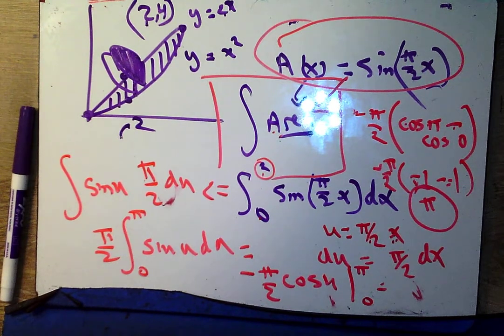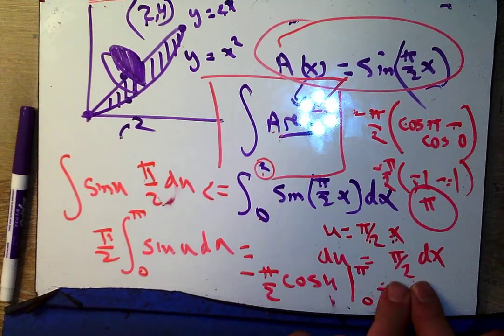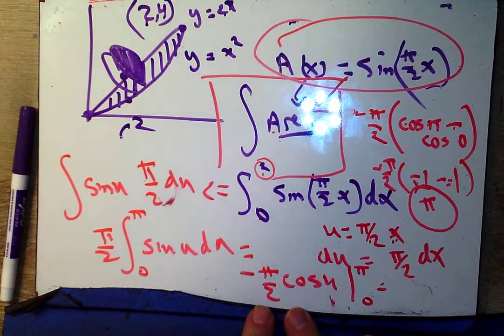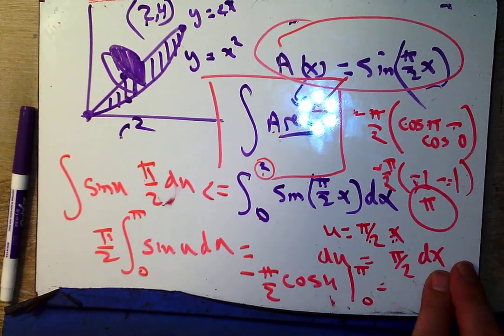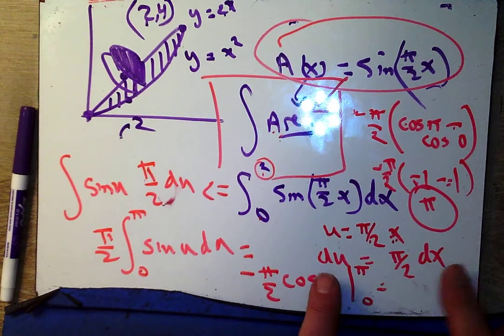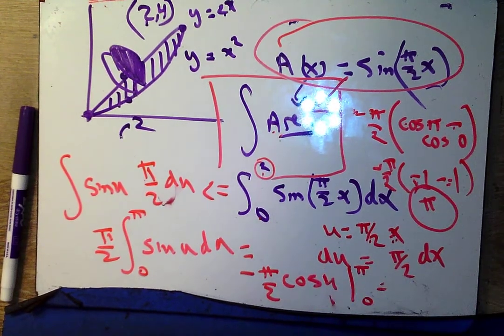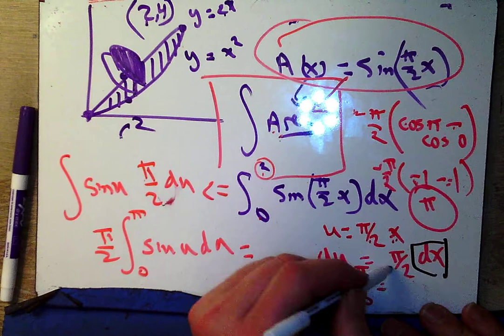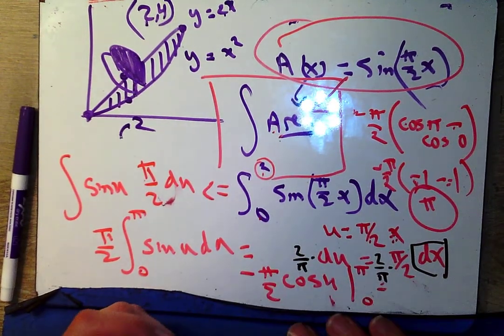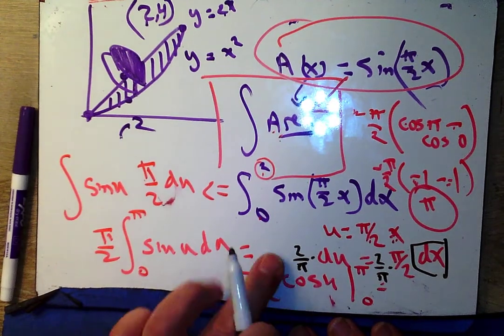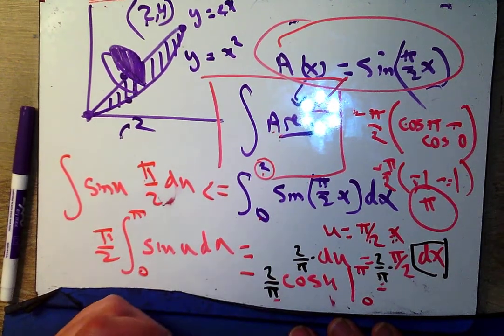What did I miss? Because I'm looking at something else there in the answer. Did I lose a constant? This pi over 2 is here, but shouldn't it be 2 over pi? Oh, yeah. Look, I replaced the dx with pi over 2 du. But dx, ooh, you forgot that. So this should be 2 over pi.